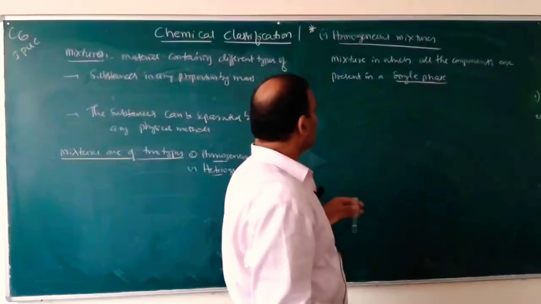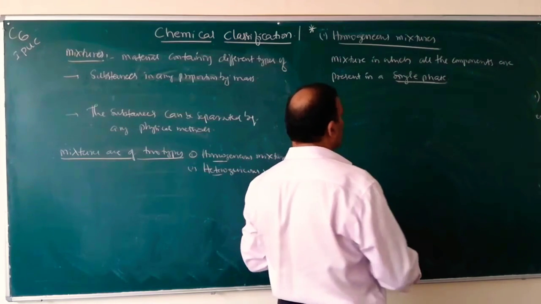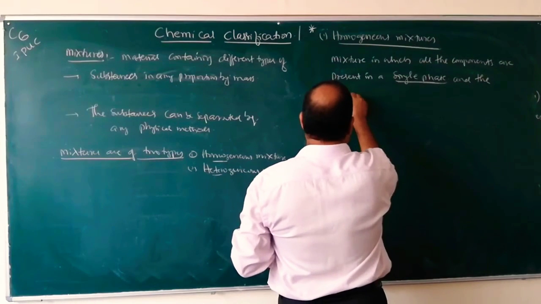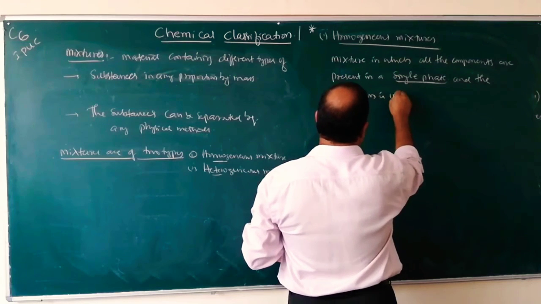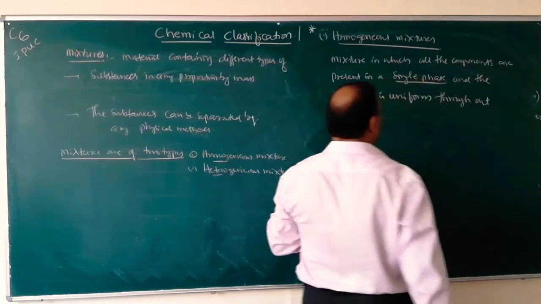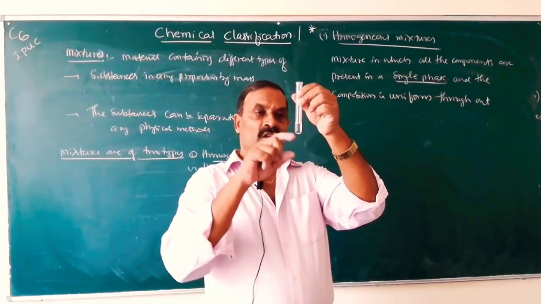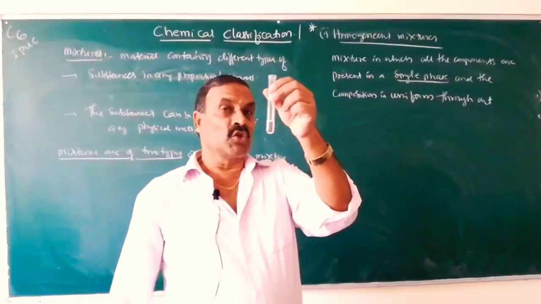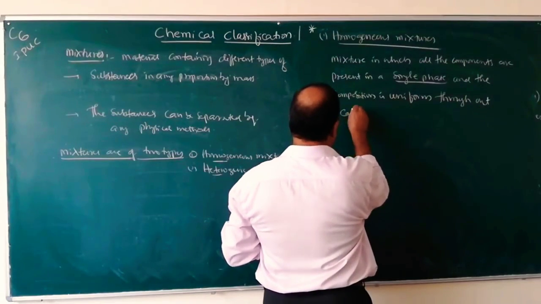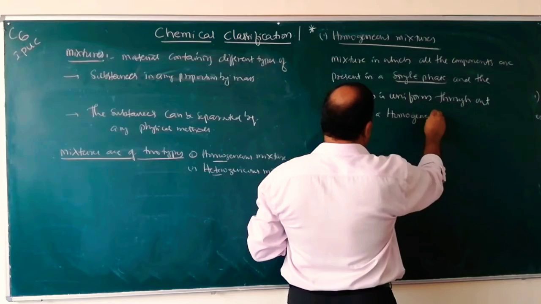It is called single phase mixture in which all the components are present in a single phase, and the composition is uniform throughout. That means sodium chloride is equally distributed throughout the solution. That is known as uniform composition. Composition is uniform throughout is called a homogeneous mixture.